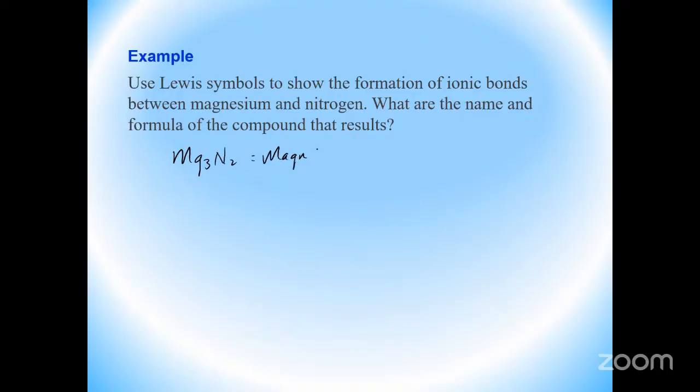Magnesium. And we all know how to do that already. I won't go through that right now. So to do the Lewis symbols representation of what happens, magnesium is in group 2, so it has 2 electrons, and there are 3 of them, right? And the nitrogen, there are 2 of them, and each nitrogen atom will have 5 electrons, right?